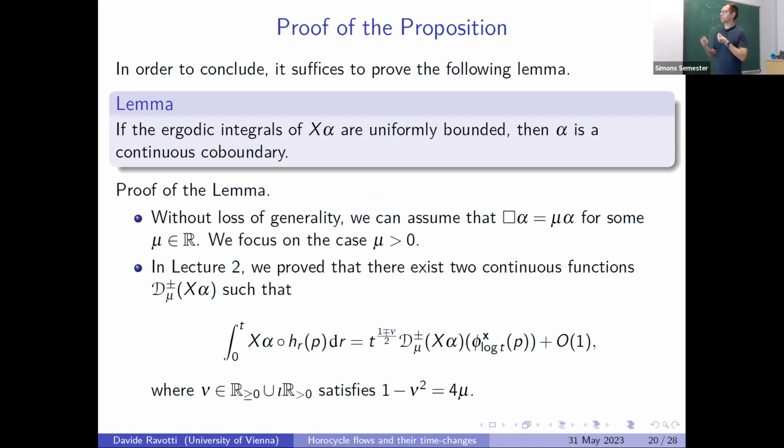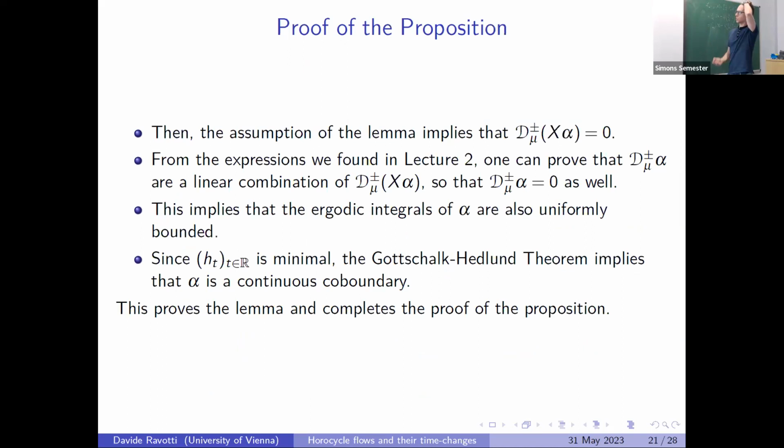The work of Flaminio and Forni studied the coboundaries for the horocycle flow, and they proved that there are objects like the ones we found here that tell you precisely when the function is a coboundary. And they proved that those objects satisfy the same relation as these functions over here. So those objects applied to a derivative in the direction of your geodesic flow are proportional to the same object applied to the function without taking the derivative. Applying the Gottschalk-Hedlund theorem, you get that the function alpha has to be a continuous coboundary.